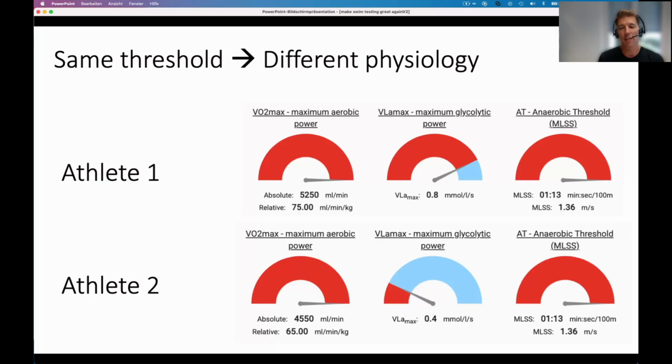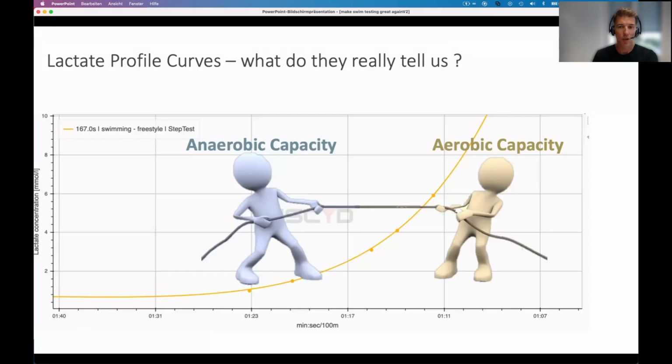The point is that you can have a similar threshold, same threshold, similar lactate profile curvature and data points in the lactate profile, and have tremendously different maximum aerobic and glycolytic capacity. And I think it's pretty clear that the athlete who has both a better aerobic system and a better anaerobic system will perform better in almost any swimming competition that is just a few minutes long, because you need both systems maxed out. So that is basically a visualization of the same problem I'm trying to get at.